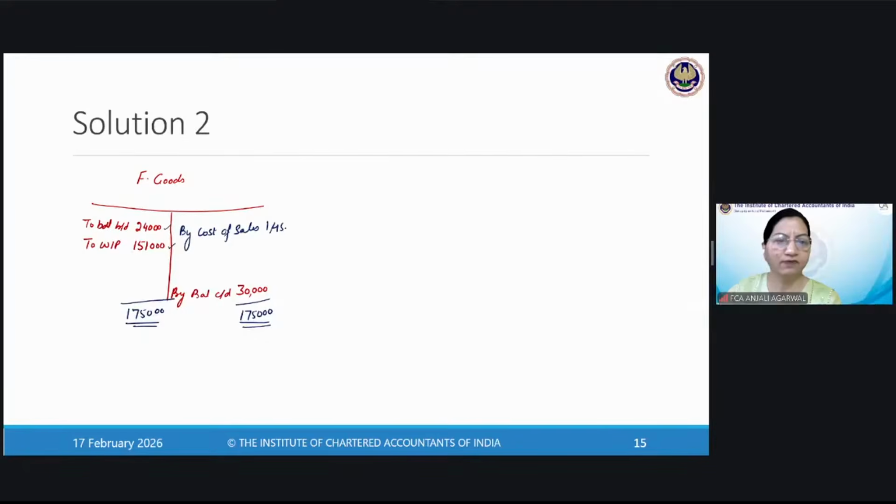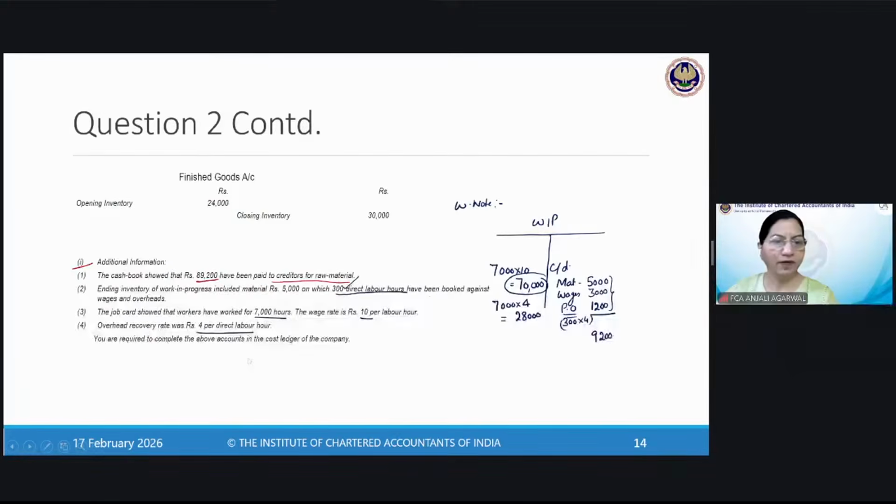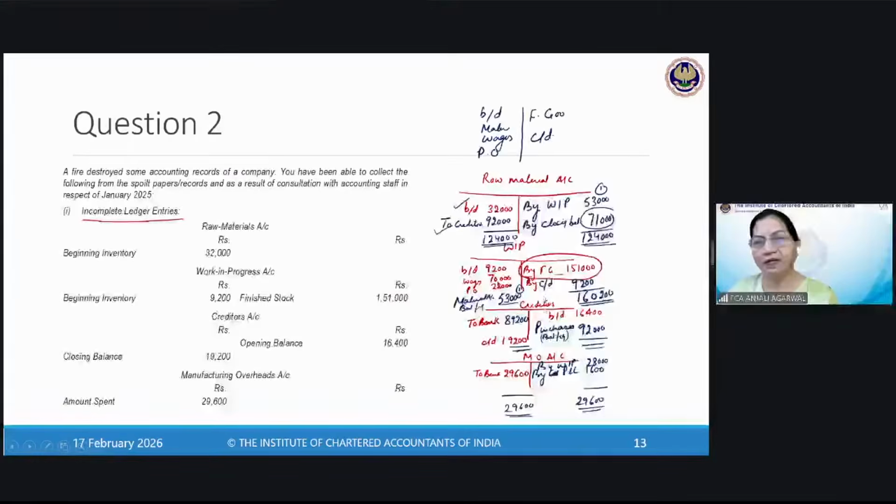So 1,45,000 worth of goods have been sold. You are required to complete the above accounts in the cost ledger of the company. So it is integrated, but the costing department is picking up its relevant information and then completing its accounts of raw material, WIP, finished goods, manufacturing overheads, and creditors.